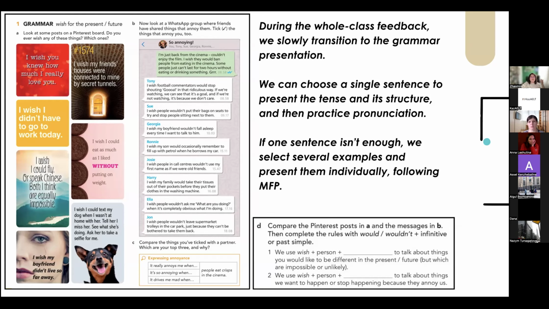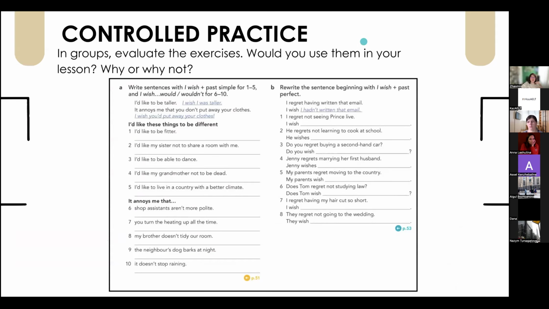Now, after that, we of course have the controlled practice. You can take the controlled practice that your book gives you. If you don't want to, you can make one with ChatGPT. Usually, I look at them. My main criteria when it comes to choosing controlled practice exercises from the book is, will they do it automatically without thinking, or will they have to think?